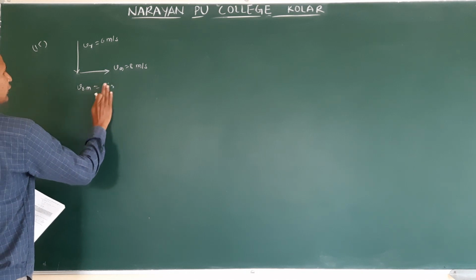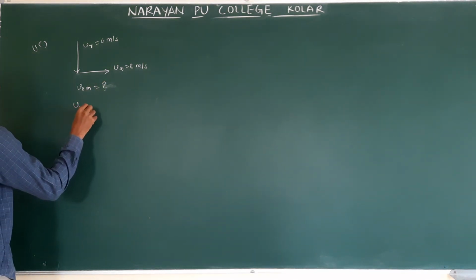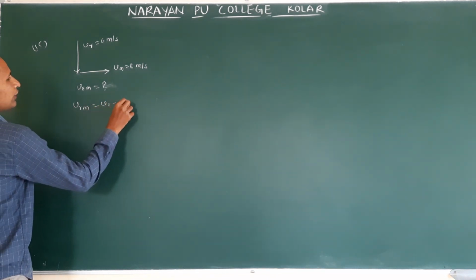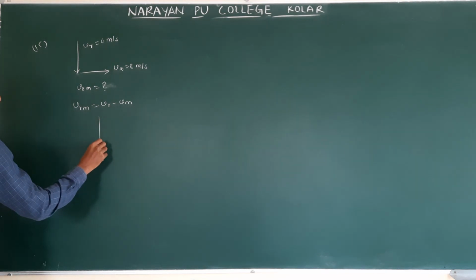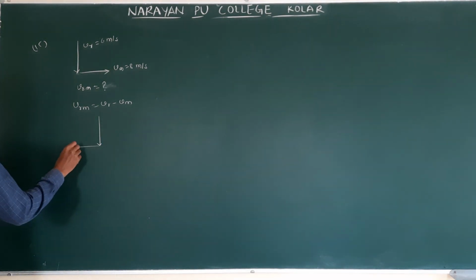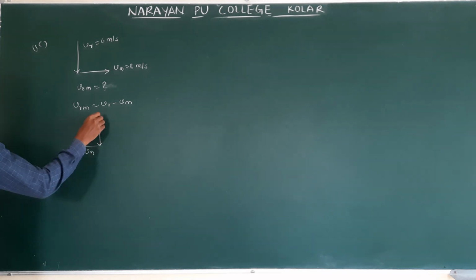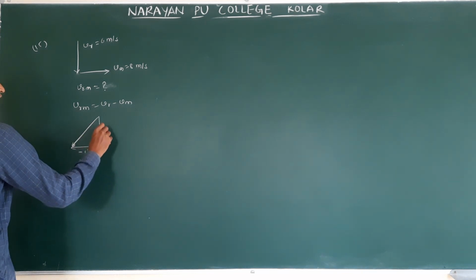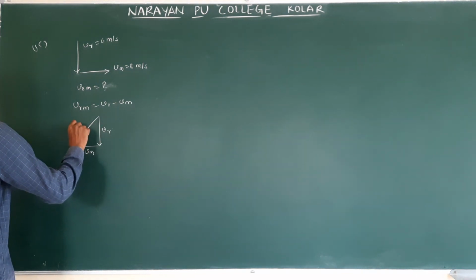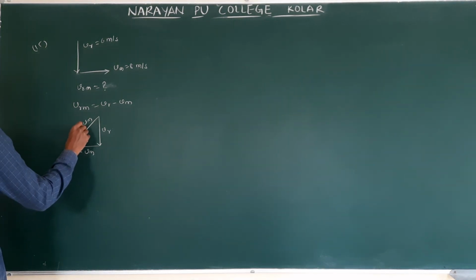How do we write this? Velocity of rain with respect to man, Vr minus Vm. So we make the man's velocity reverse. It's like this, this is minus Vm. Then head and tail combination you can close using the triangle of vectors. This is Vr, so this will be Vr minus Vm. Understand? Clear? What is the angle?